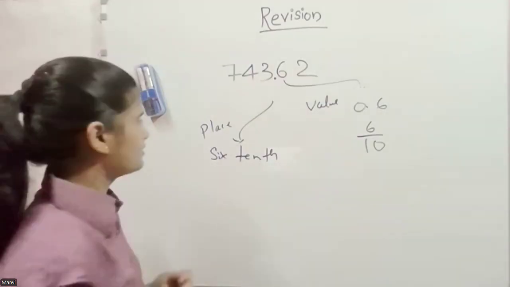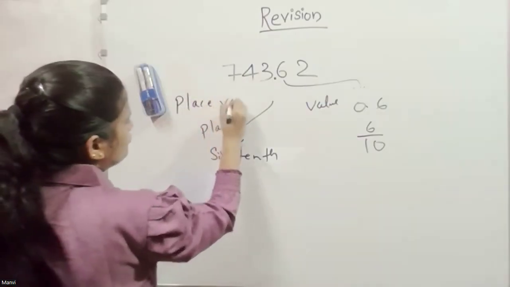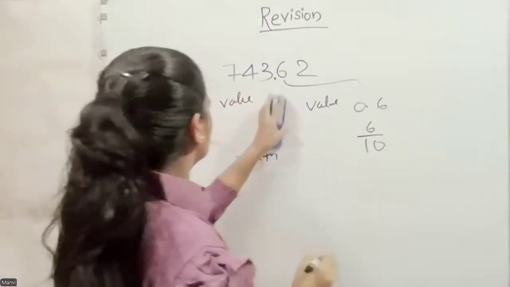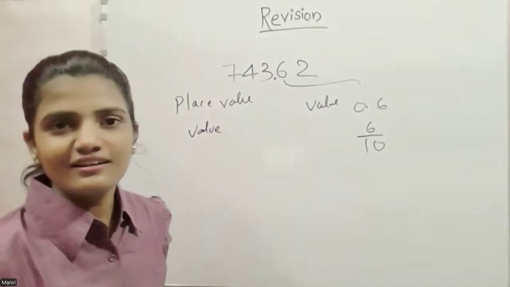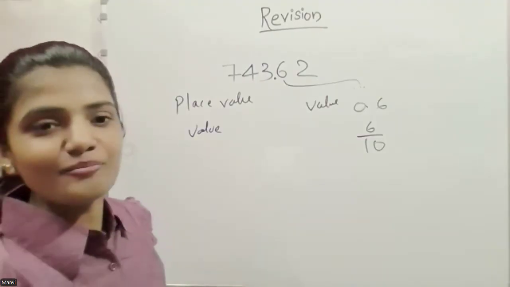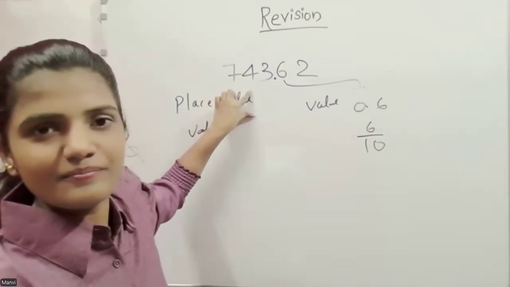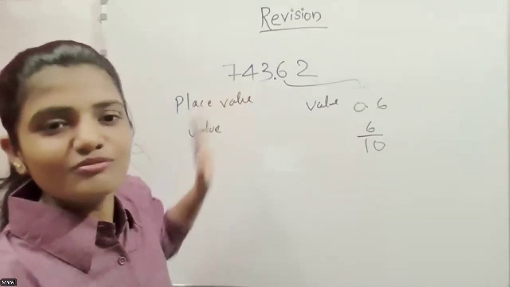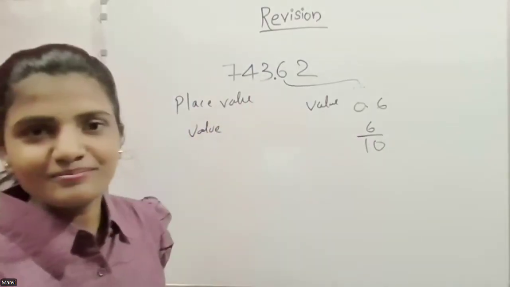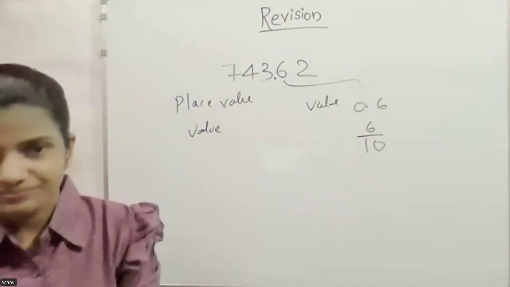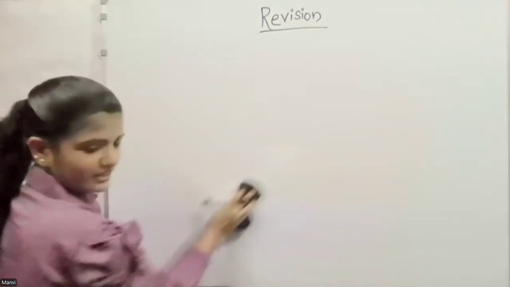You can also remember this trick. Place value looks bigger, and value looks smaller. If we compare, numbers look smaller than words. So using this trick, you can remember place value means words and value means numbers. Is it a good way to remember, Kavya? Yes, it's very good.